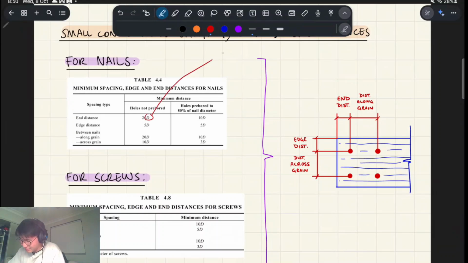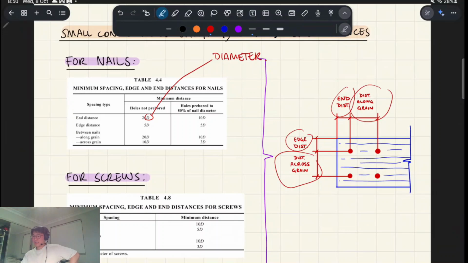D in this specific scenario means diameter of your fastener, and you just have to make sure it meets all these requirements, right? So that's edge distance, from the connection to the edge of the board, or connection to the end of the board, or distance across the grain, or distance along the grain, etc.